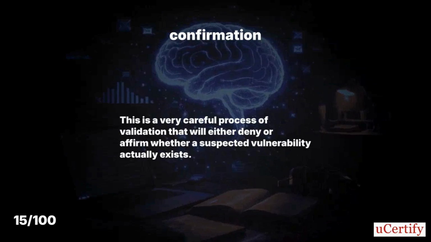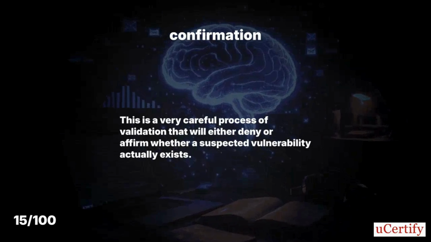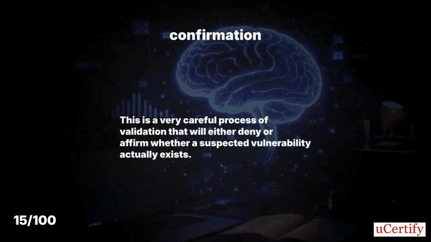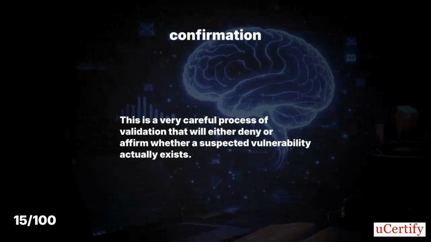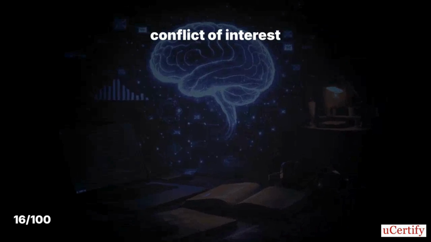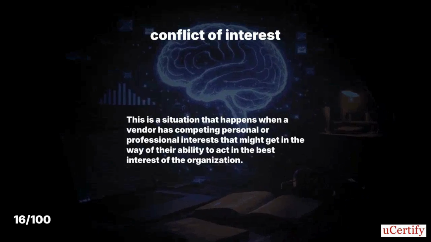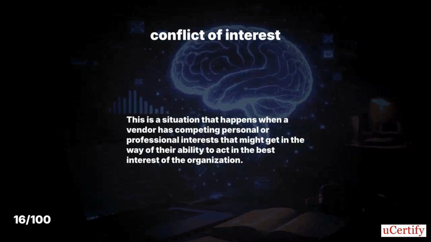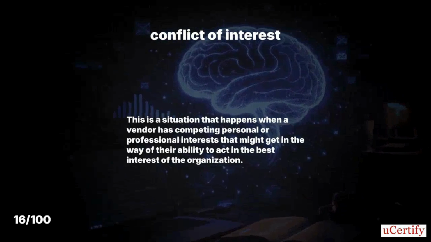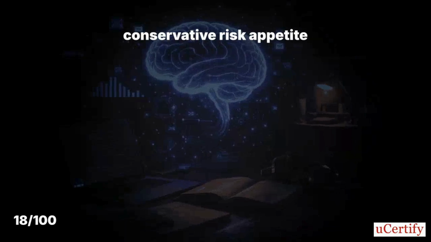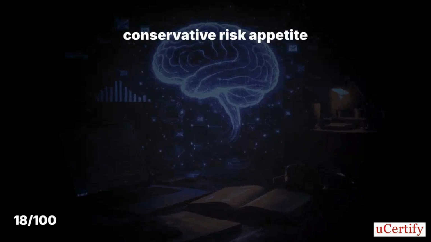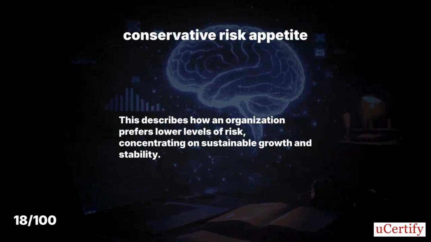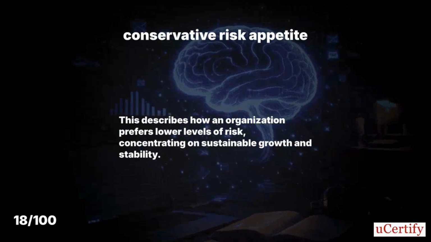Confirmation. This is a very careful process of validation that will either deny or affirm whether a suspected vulnerability actually exists. Conflict of interest. This is a situation that happens when a vendor has competing personal or professional interests that might get in the way of their ability to act in the best interest of the organization. Conservative risk appetite. This describes how an organization prefers lower levels of risk, concentrating on sustainable growth and stability.